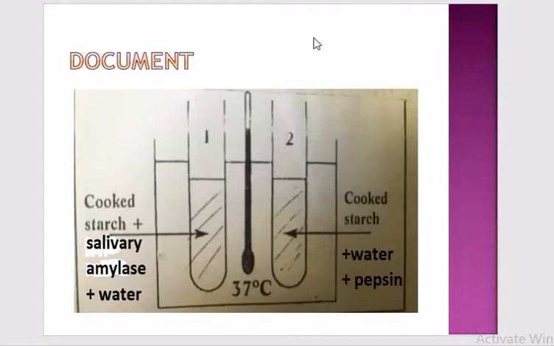أنا بدي أشوف the properties of enzymes. So جينا عملنا this experiment. In this experiment we have two tubes. Tube 1 which contains cooked starch plus salivary amylase plus water. Tube 2 which contains cooked starch plus water plus pepsin. The two tubes are placed in a water bath of temperature 37 degrees.